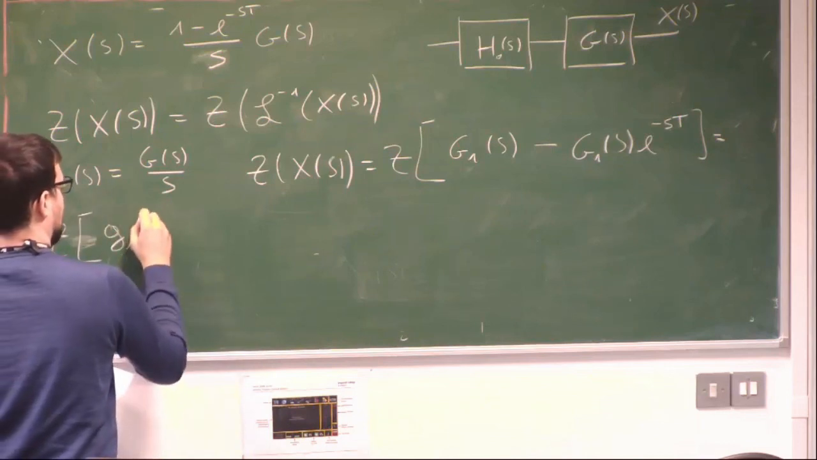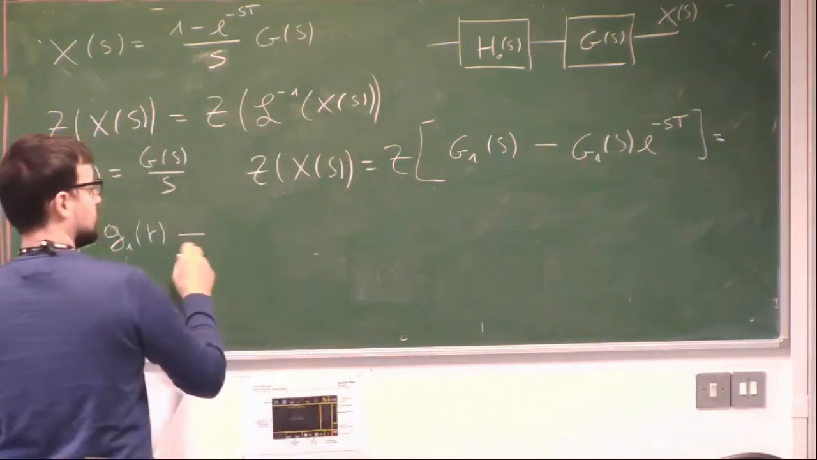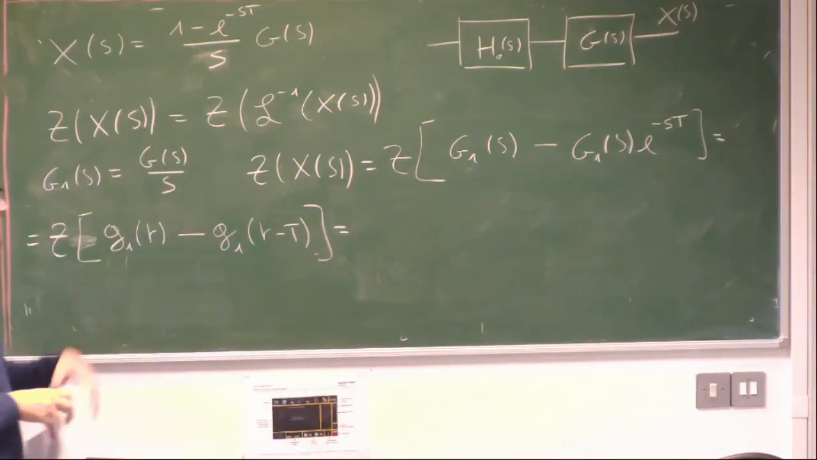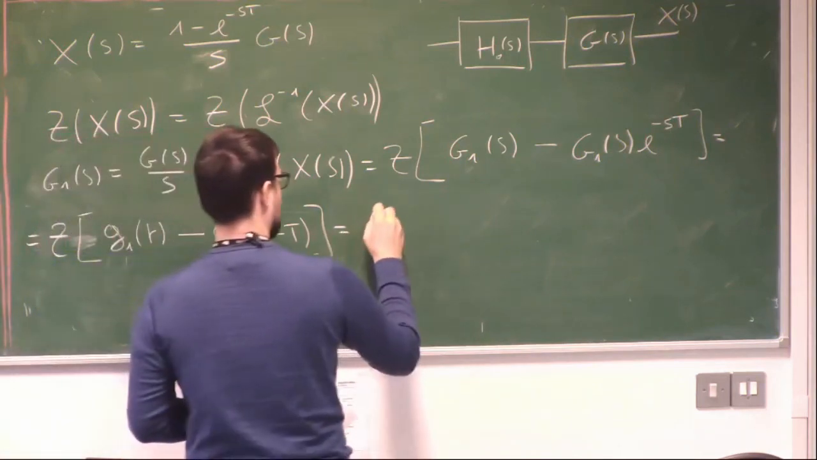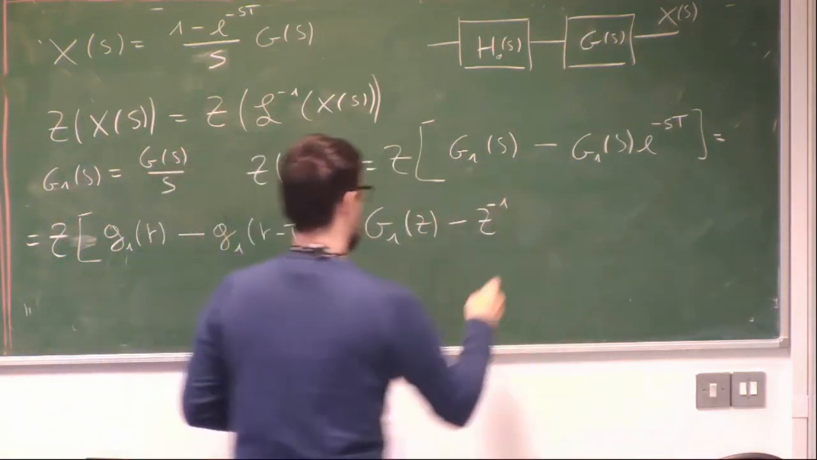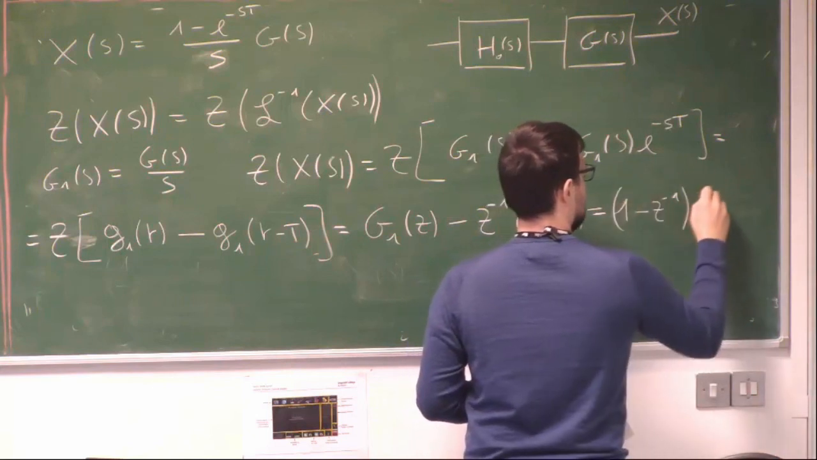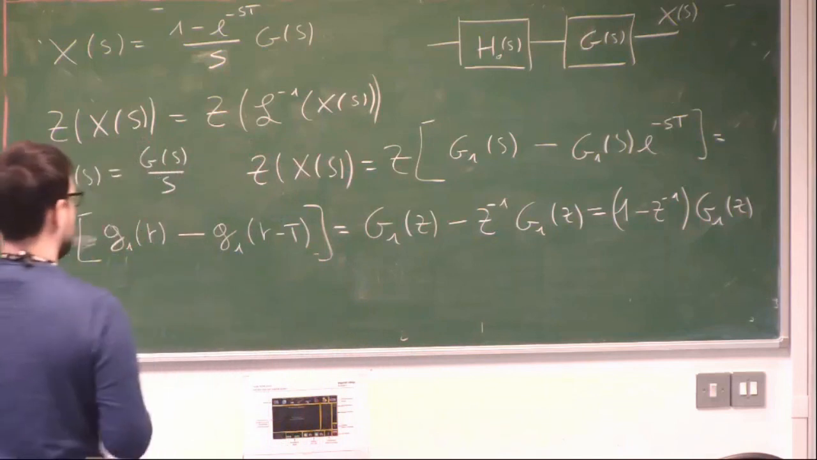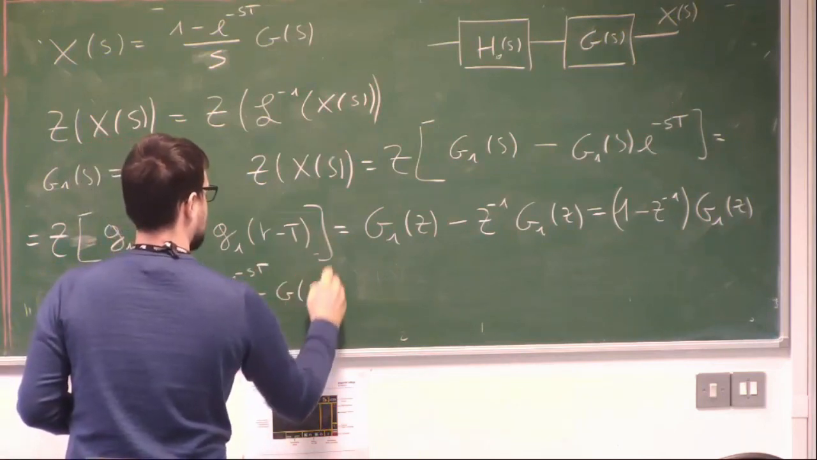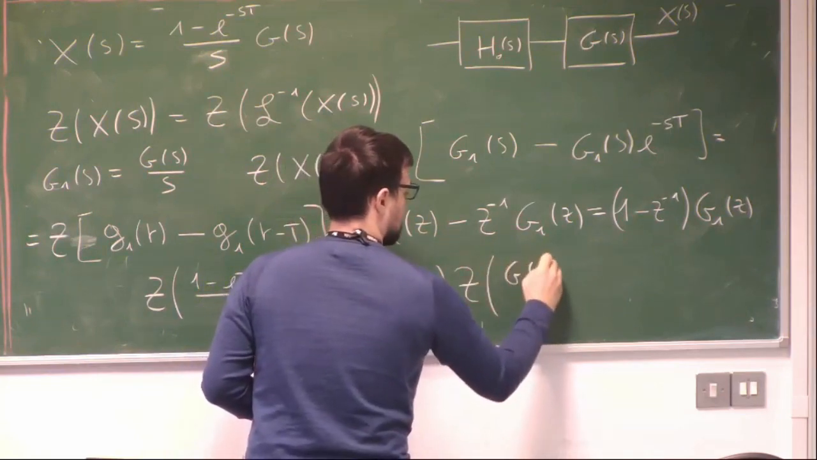So that will be g1 of t minus, since we are multiplying by the exponential in the Laplace domain, this means shifting in the time domain. So this is minus g1 of t minus capital T. So now we can apply the Z transform on this function, and using linearity and the shifting theorem, we know that this will be equal to g1 of z, the Z transform of this function, minus z to the power minus 1 times the Z transform g1 of z. Okay? So we can write this in a compact way as 1 minus z to the power minus 1, times g1 of z. So this means that if we want to compute the Z transform of 1 minus e to the power minus sT, times g of s, we have shown that this is actually equal to 1 minus z to the power minus 1, times the Z transform of g of s divided by s.